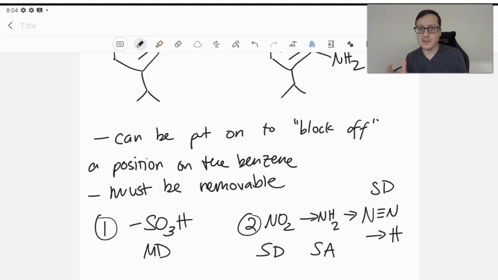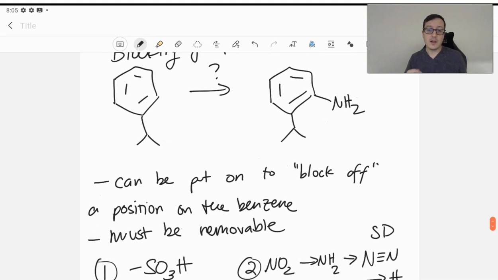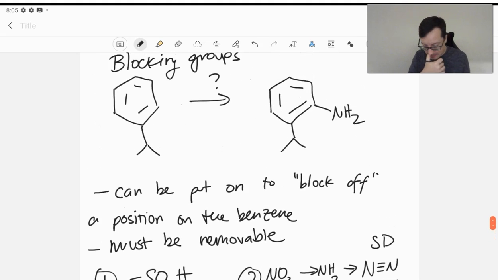If we don't need that, we should probably just use the sulfonic acid, because otherwise we're going to add way too many steps to our process. Remember that synthetic efficiency is all about minimizing extra steps. The fewer steps you can do a synthesis in, the better. In this case, because the amine is going to be ortho to an ortho director, we don't need to use the nitro route. So let's go with the sulfonic acid: put it on, block off the para position, put the amine on, and then take off the sulfonic acid.